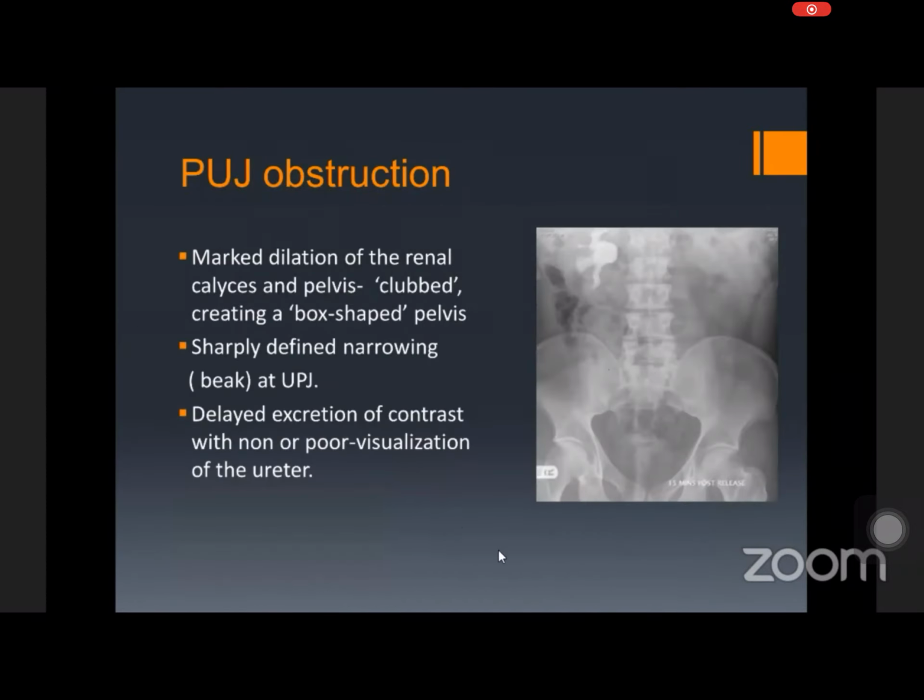So moving on to obstructive pathologies, which is a PUJ obstruction. There is marked dilatation of the renal pelvis and calyces. What we see is a box-shaped pelvis with a sharp narrowing at the pelviureteric junction. We don't see any opacification of the ureter in a PUJ obstruction.